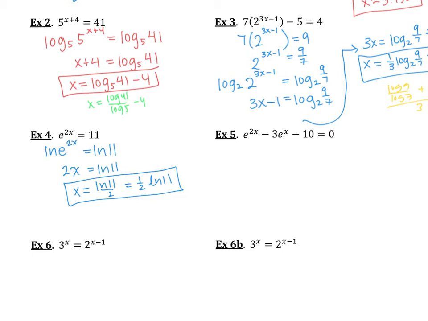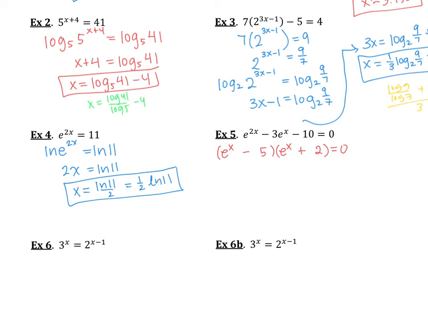Okay, example 5, e to the 2x minus 3 e to the x minus 10. This looks like a quadratic, and it kind of is a quadratic. So I'm actually going to factor this if possible. It is possible. With a 5 and a 2, I can factor this. Okay, now let me think. To get e to the 2x, I'm going to have e to the x times e to the x, because that's x plus x, 2x. To get 10, 5 and 2. Let's see, to get negative 3, I need a negative 5 and a positive 2.